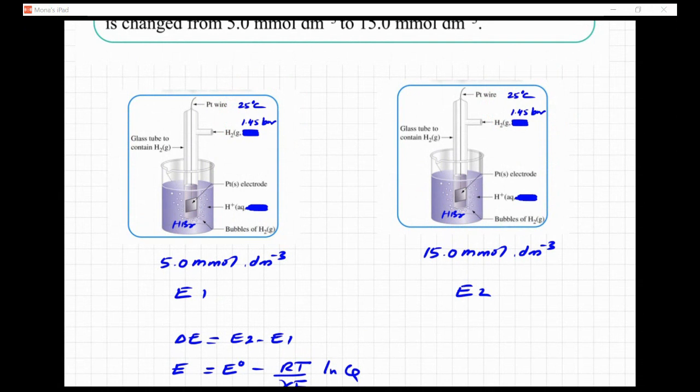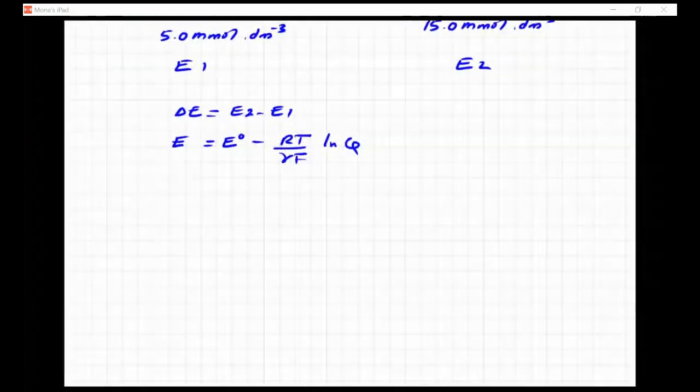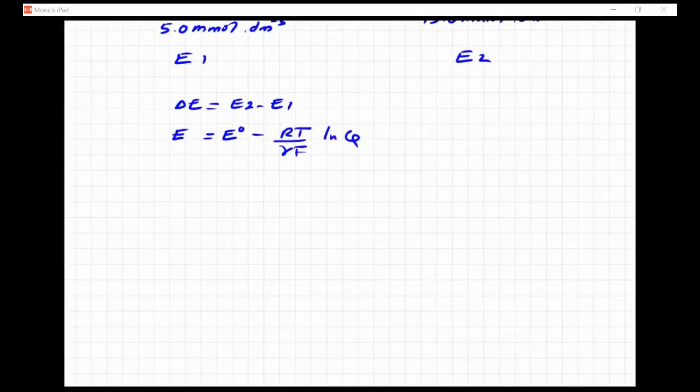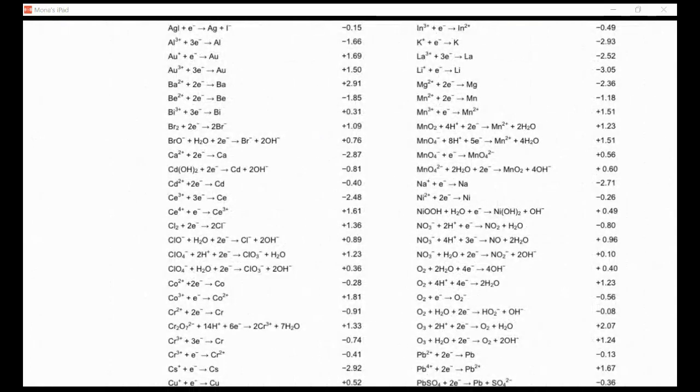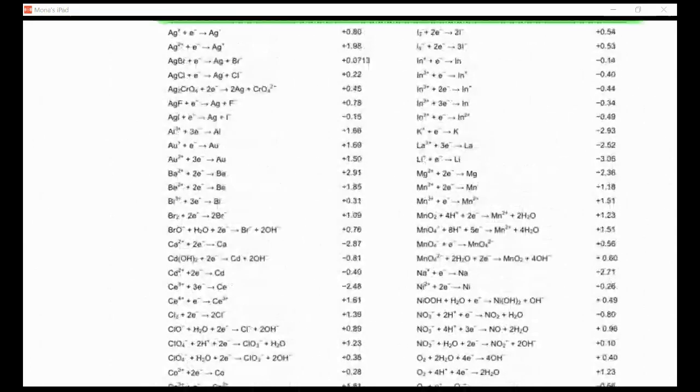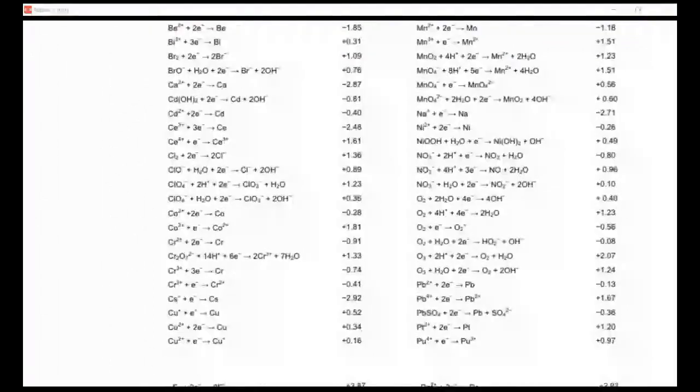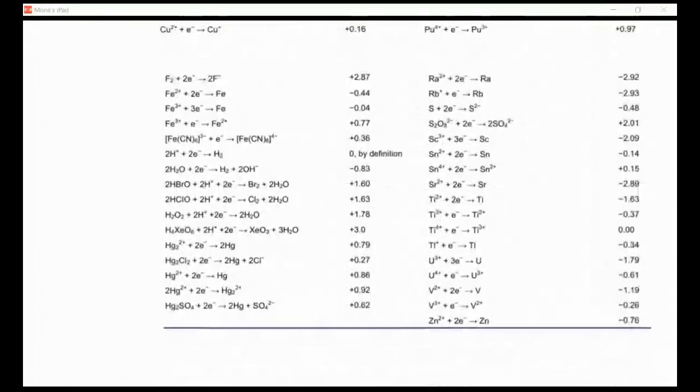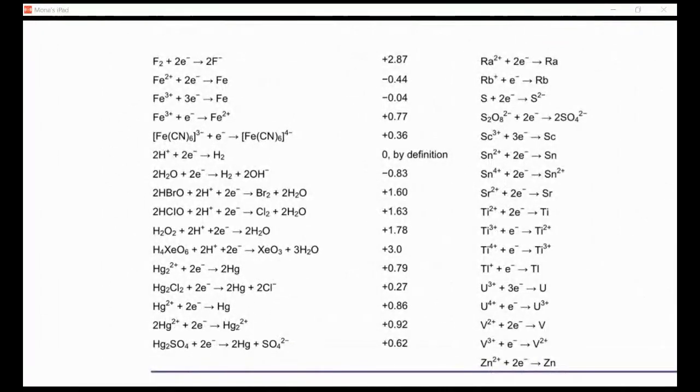Now, what about the reduction half reaction? This is the hydrogen electrode. The reduction half reaction means H plus is converted to H2. So we will look at it, and it is going to be here. This is our reduction half reaction: 2H plus and 2 electrons giving H2. E cell standard is equal to 0 by definition. This is how we define the standard hydrogen electrode.